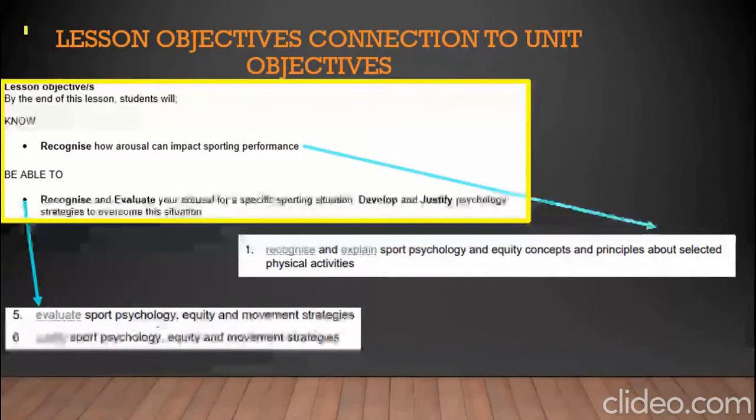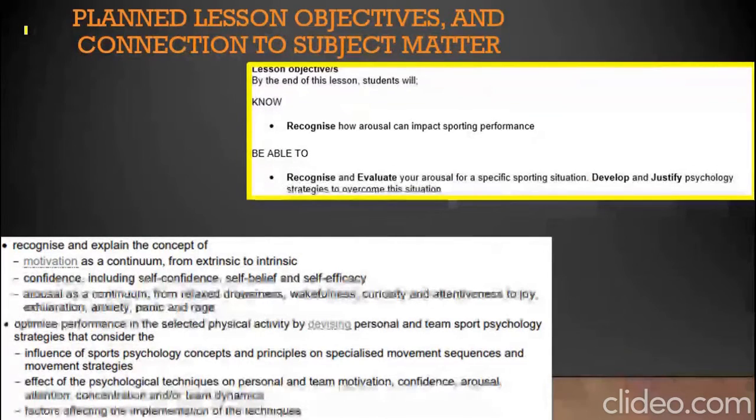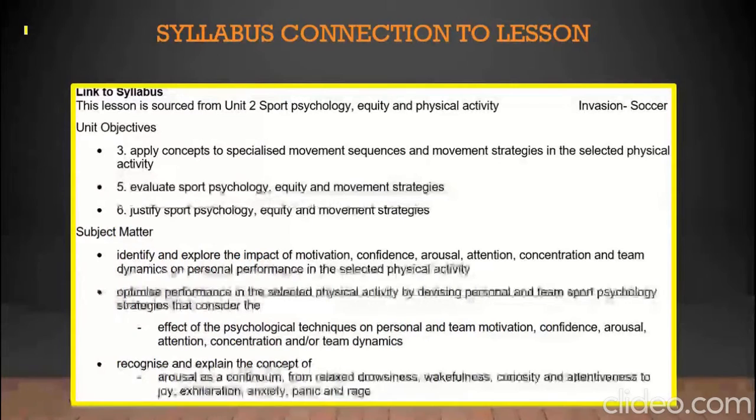The lesson objective is for students to recognize how arousal can impact sporting performance and evaluate and justify how and why arousal impacts their soccer performances. As visible in this slide, my lesson objective directly correlates to the unit objectives. Cognitive verbs are maintained to ensure students learn how to define and use such terms. The same link is evident between the subject matter and the lesson objective. This information is present in the link to syllabus section of my lesson plan.